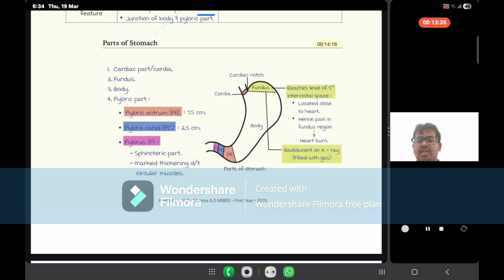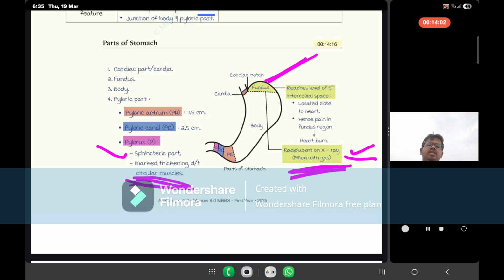Now we talk about the pylorus, that is a specific part with marked thickening due to circular muscles. The pylorus has thickening due to the circular muscles. And in the fundus, when we see the X-ray of the stomach, it is radiolucent on X-ray, filled with gases. And the fundus reaches the level of the fifth intercostal space, located close to the heart.